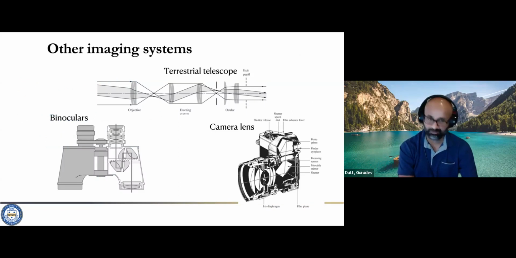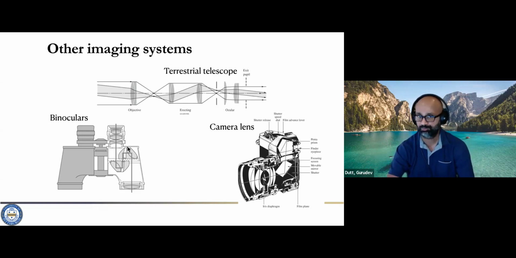Many other imaging systems exist. The terrestrial telescope is just a version of the original Keplerian telescope, except now we have a system in between that makes the image come out upright instead of inverted. Binoculars are just a system of mirrors and lenses again to image faraway objects onto each of your eyes, and that gives you a full field of view, which is much more comfortable than peering through a single eyepiece. And even camera lenses, and single-lens reflex cameras, you'll understand many of these parts now that you understand a lot more about lenses and lens systems.